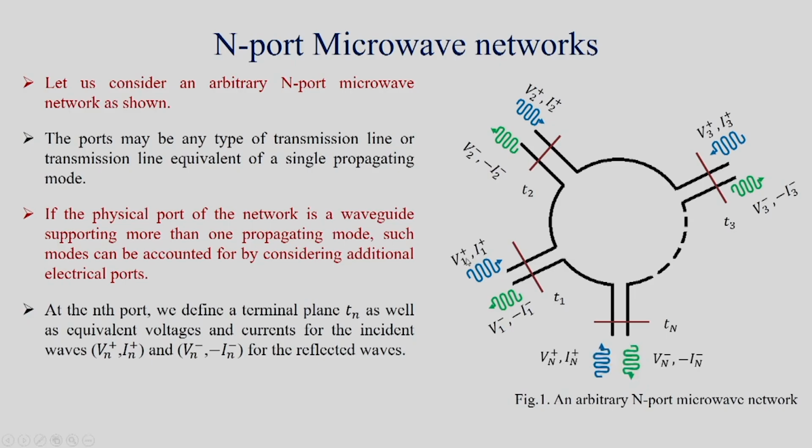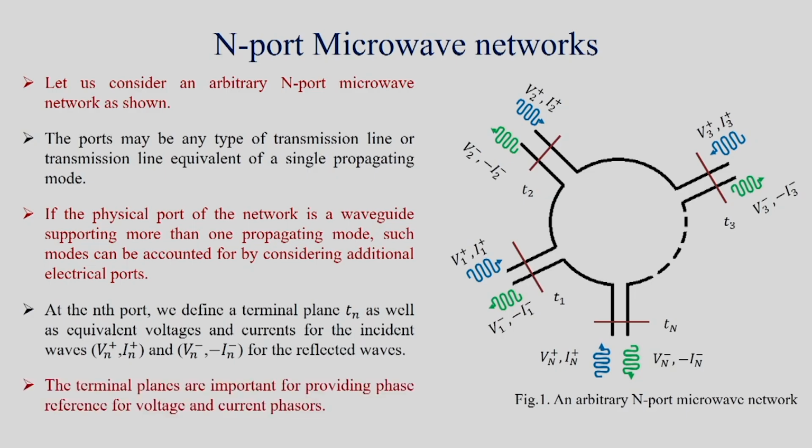We have V1 plus and I1 plus, these are the waves that are going into the network through this port, and V1 minus and minus I1 minus, these are the waves which are coming out of the port. And we have already mentioned that these terminal planes are important for providing phase reference for voltage and current phasors. So, this is how we have defined an N port microwave network.